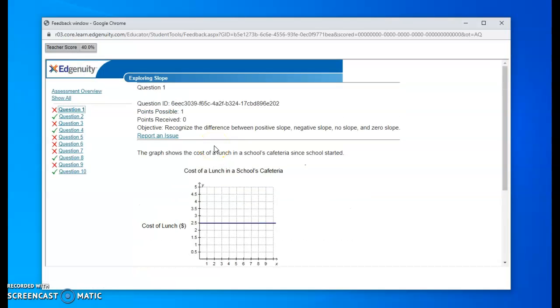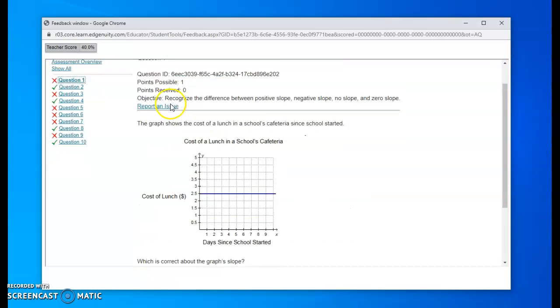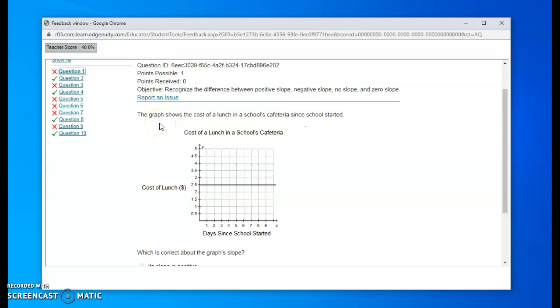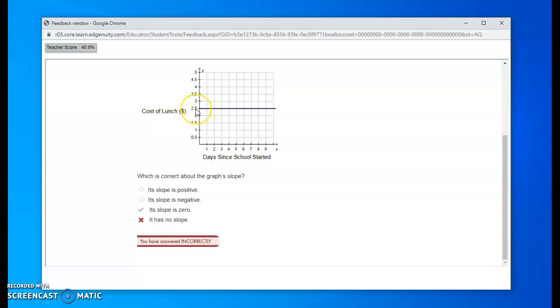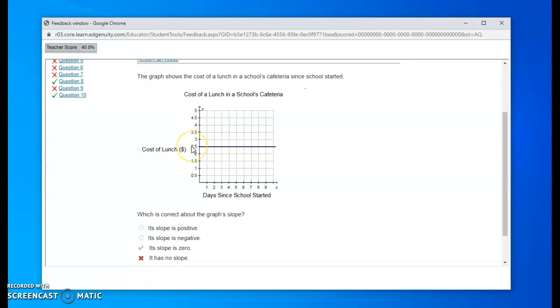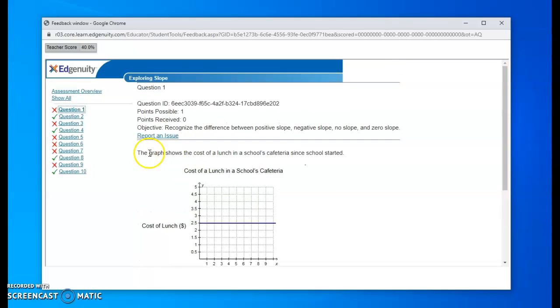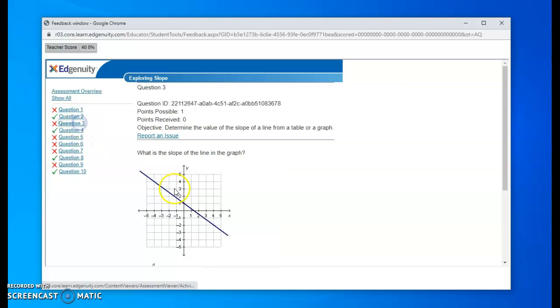Hey, so I'm going to make a quick video here on the lesson for exploring slope. So the graph shows the cost of a lunch in the school's cafeteria since the school started. It looks like it's pretty much been stuck here at $2.50. So remember, since this is a straight horizontal line, we call that a no slope or a zero slope. That pretty much means that school lunches have cost $2.50 since the day school started, which makes sense because they probably don't go up mid-year.